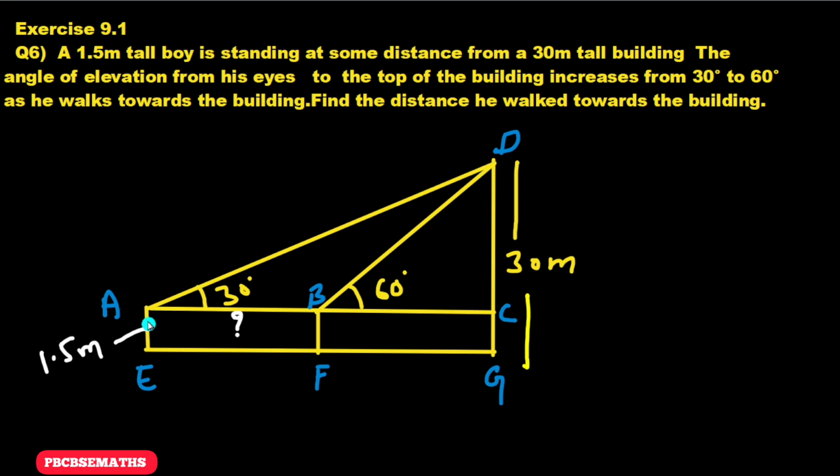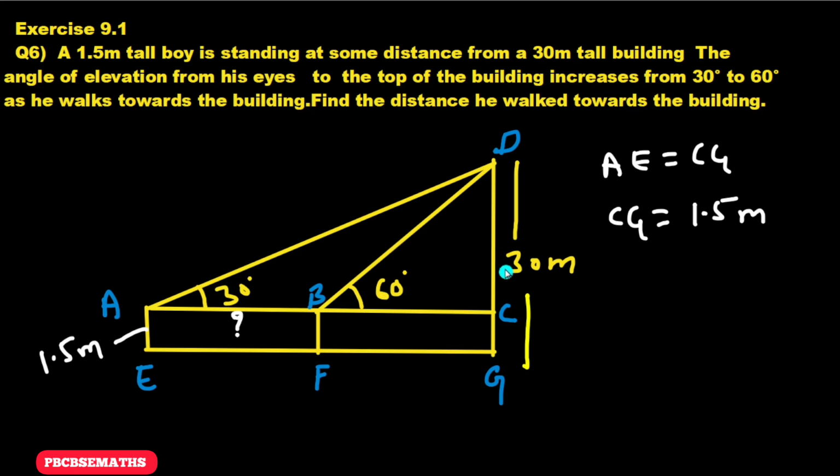So we should subtract the height of that boy from the entire height of that building, because that angle of elevation is calculated from the boy's eyes. So we should ignore the length of CG. We know that AE is equal to CG, because AEGC is a rectangle. So the length of CG is also equal to AE, that is 1.5 meters.